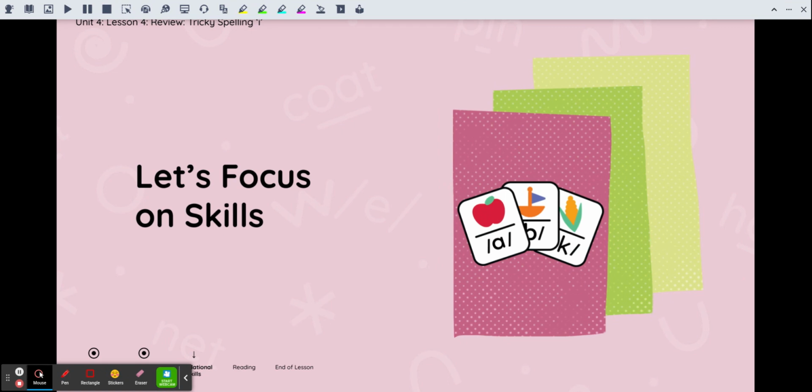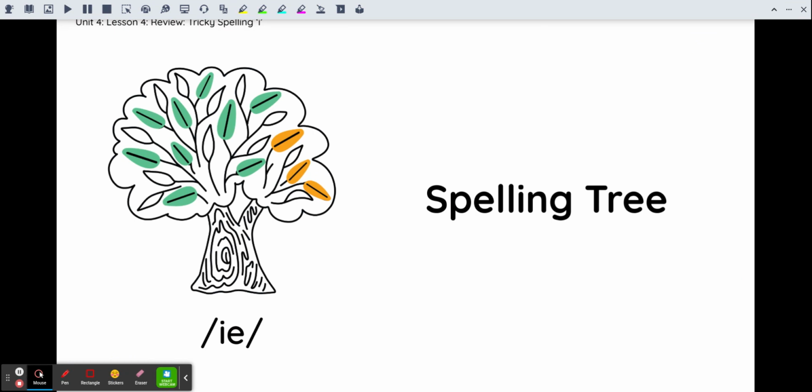Now, let's focus on skills. Our spelling tree is I. The spelling tree I has the different ways to spell the I sound. We can spell the I sound with I, consonant E, IE, and the letter I. Let me write those out for you. So I, consonant E, IE, and the letter I are different ways we can spell I in a word.